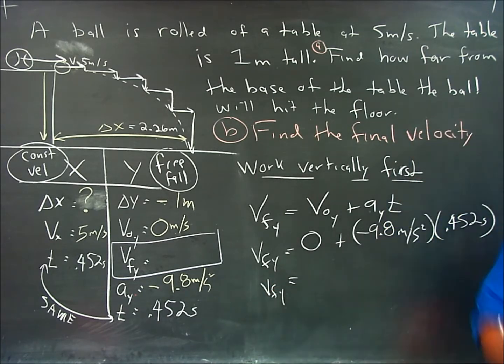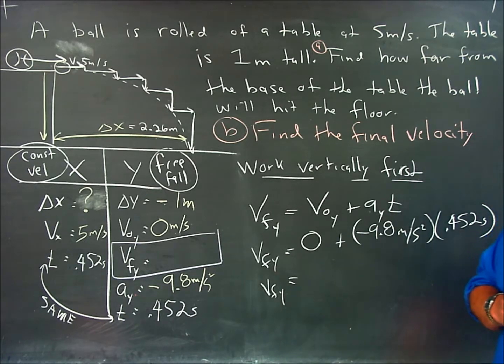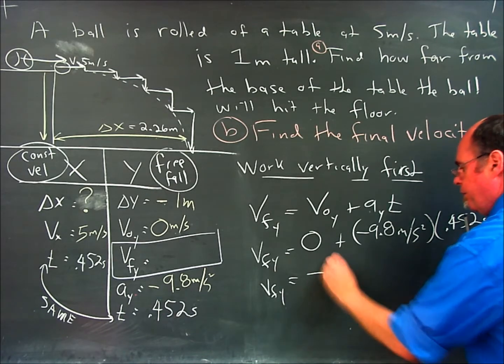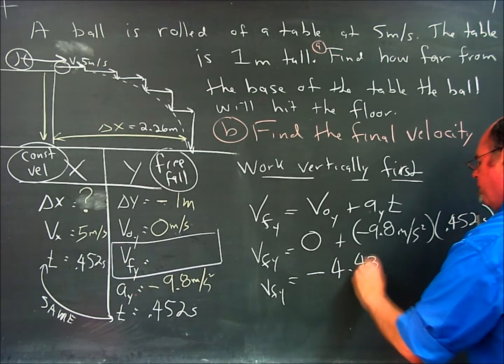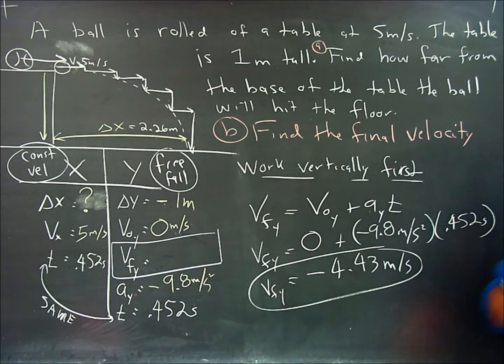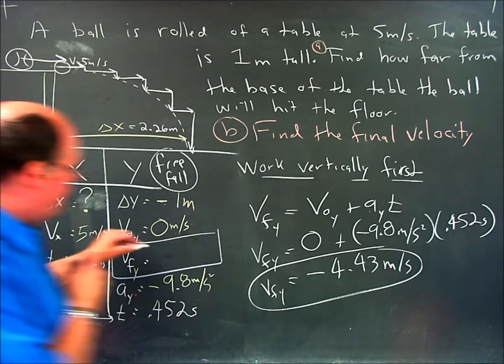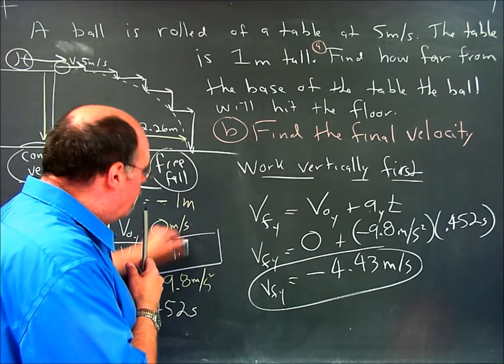So V final y, I have to calculate that. It equals a negative 4.43. So what I've just found is the velocity in the y direction right when it's hitting the ground. So this is a negative 4.43.